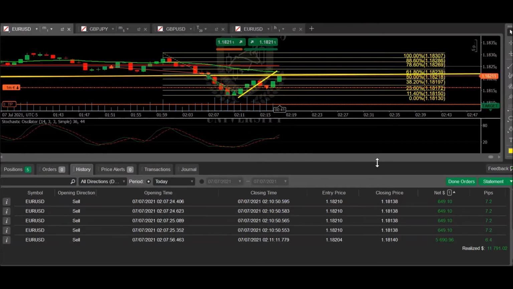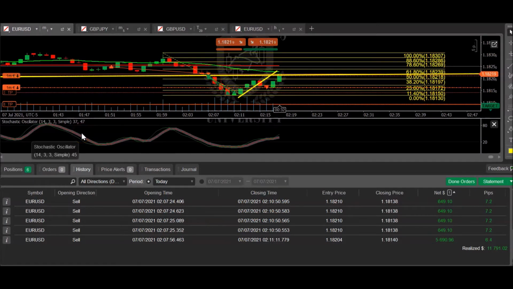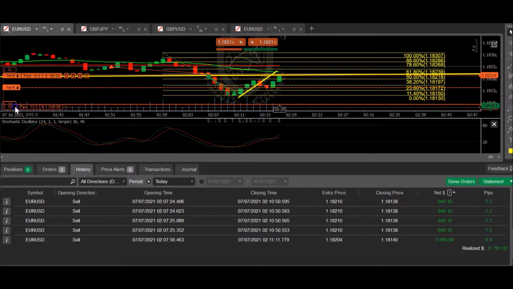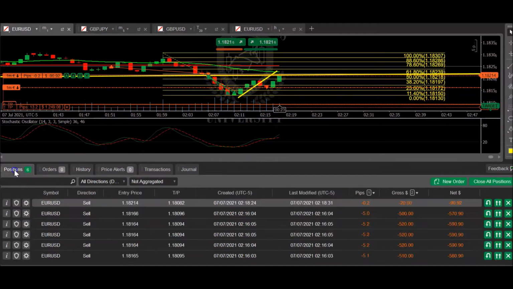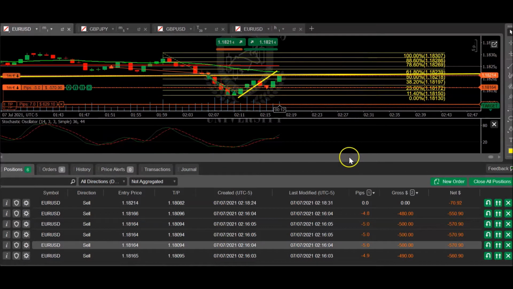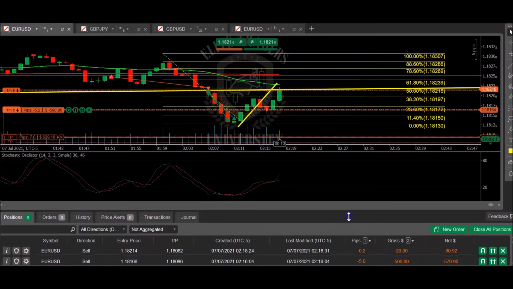So we're getting that test, that 118.21 again, and I'll probably add another position short. And I'm looking for a move down. And about 6 positions on. Now price is firmly testing this. I'm bringing this down a little bit. Firmly touching this trend line here. 50% retracement. So we return to the scene of the crime.